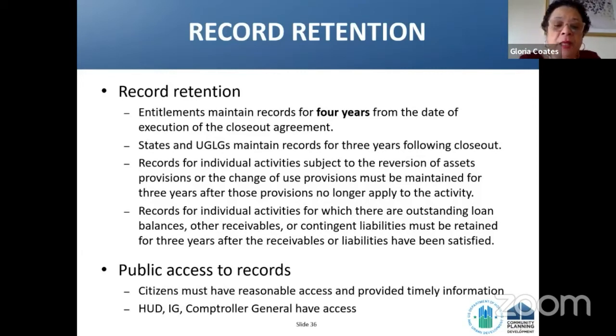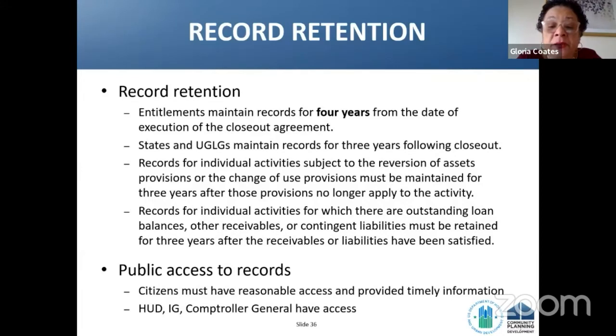But once the requirements have been made and fulfilled for reversion of assets, payback, return of the property, or whatever it is, for 3 years after that requirement's been met, then they no longer have to keep the records. However, it's recommended that for as long as they can, it's okay to keep it 4 or 5 years if you think you're going to need it for some other provision, for some other reason, or if local requirements require longer record keeping.